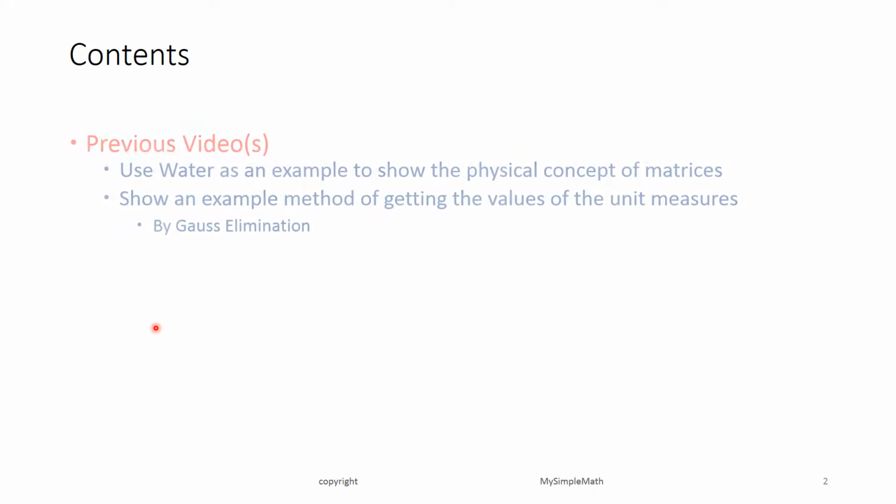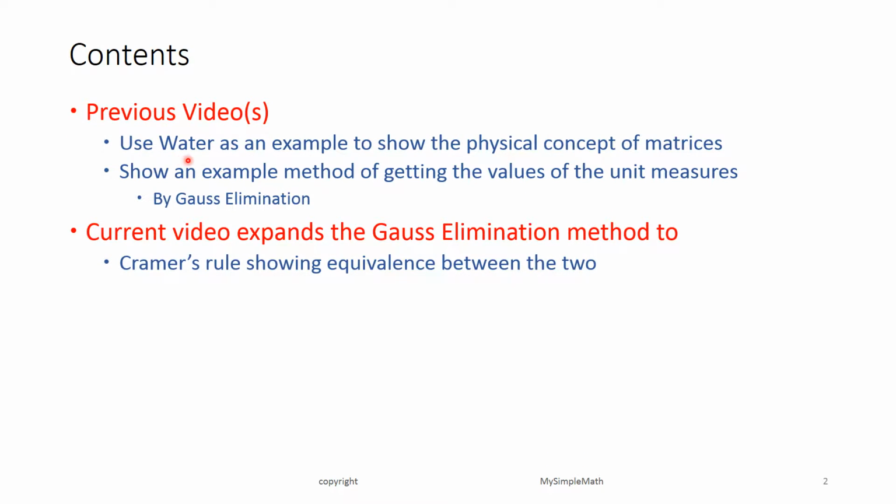In the previous videos, we've been talking about Gauss elimination and how to determine the Gauss elimination expressions. I used water as an example to show the physical concept of matrices and showed an example method of getting the values of the unit measures by the Gauss elimination method. In the current video, I will expand upon the Gauss elimination method and show how Cramer's rule could be determined or derived from the Gauss elimination, thus showing equivalence between the two.